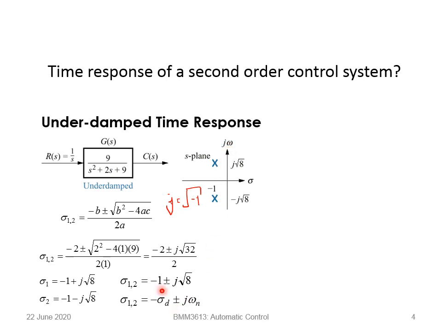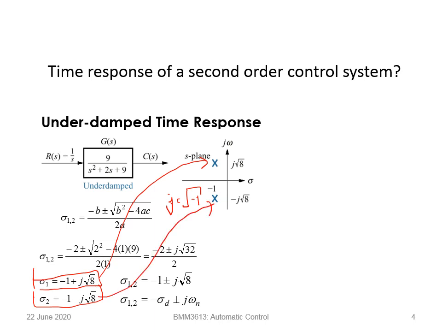So now the real component is minus 1 and the complex component is square root of 8. There's one at plus square root of 8 and another one at minus square root of 8. So here we have our position of poles. The first one, sigma 1, which is minus 1 plus j square root of 8, is found over here. And the second pole, sigma 2, minus 1 minus j square root of 8, is found here.